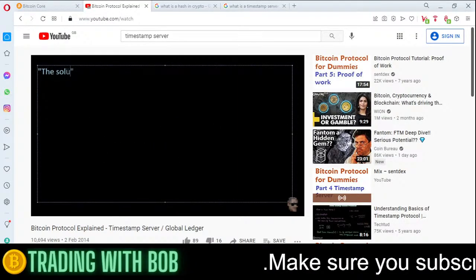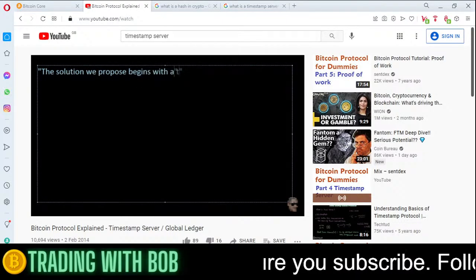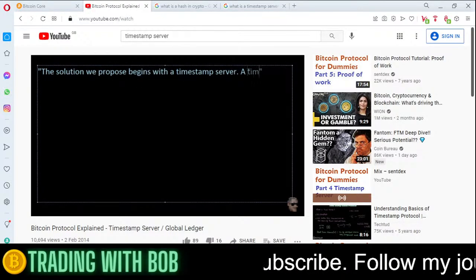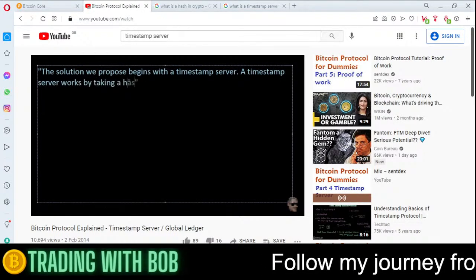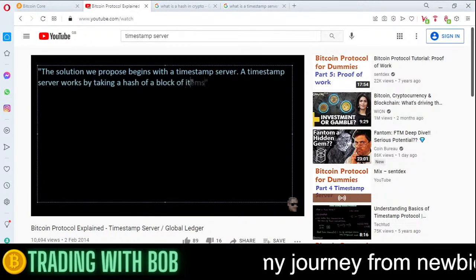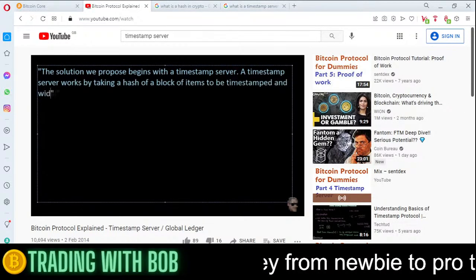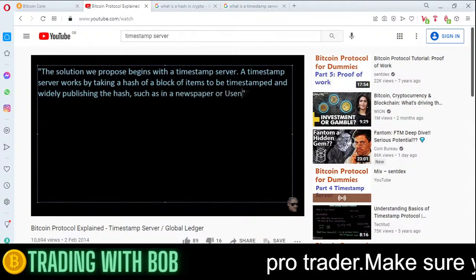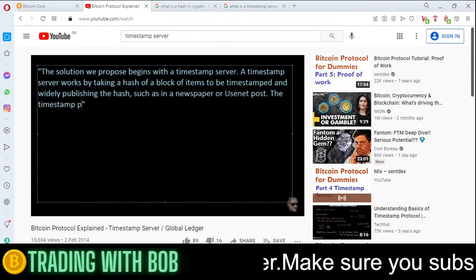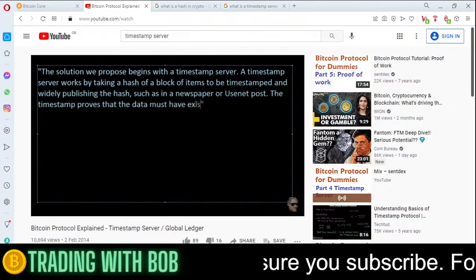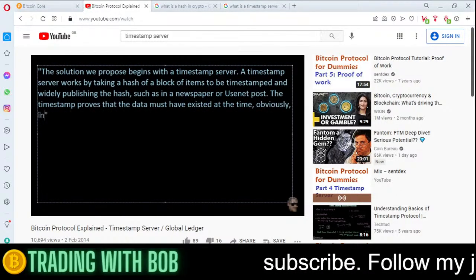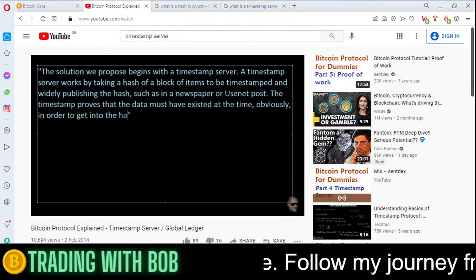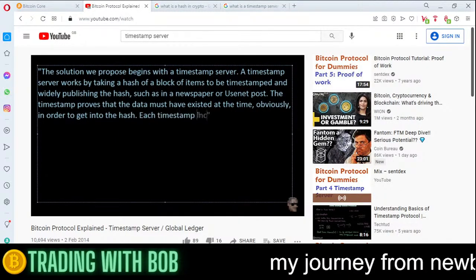So let's go ahead and hit this short section. The solution we propose begins with a timestamp server. A timestamp server works by taking a hash of a block of items to be timestamped and widely publishing the hash, such as in a newspaper or Usenet post. The timestamp proves that the data must have existed at the time, obviously, in order to get into the hash.